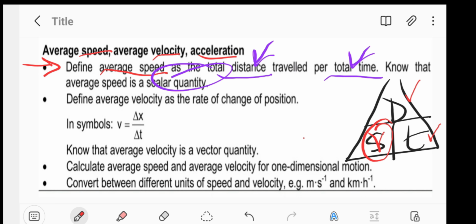To define average speed, we must mention that average speed is the total distance traveled per total time. They say you just can't go to that physical sciences examination without having the ability to define average velocity.